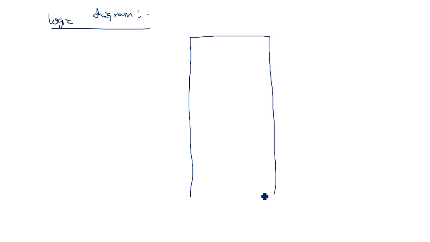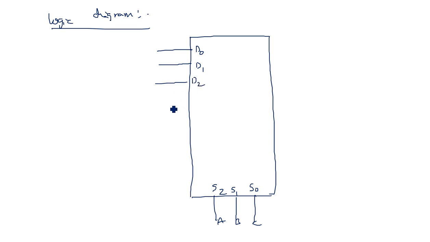So the logic diagram is an 8 by 1 multiplexer with selection lines A, B, C as S2, S1, S0, and a total of 8 inputs: D0, D1, D2, D3, D4, D5, D6, and D7.